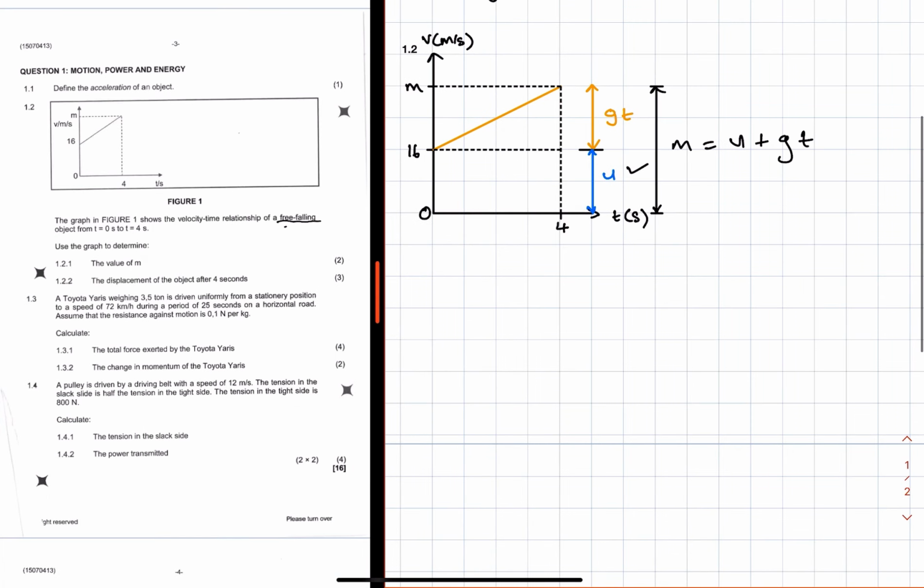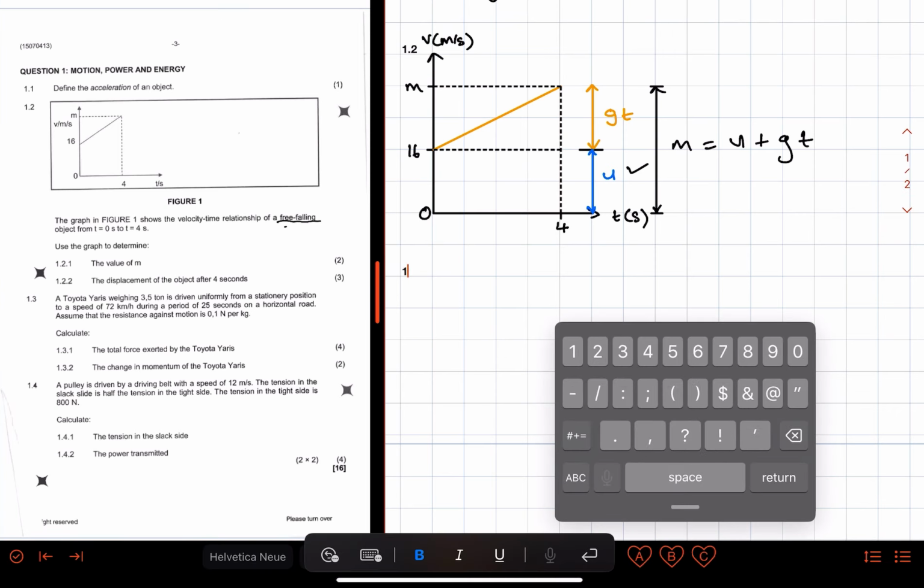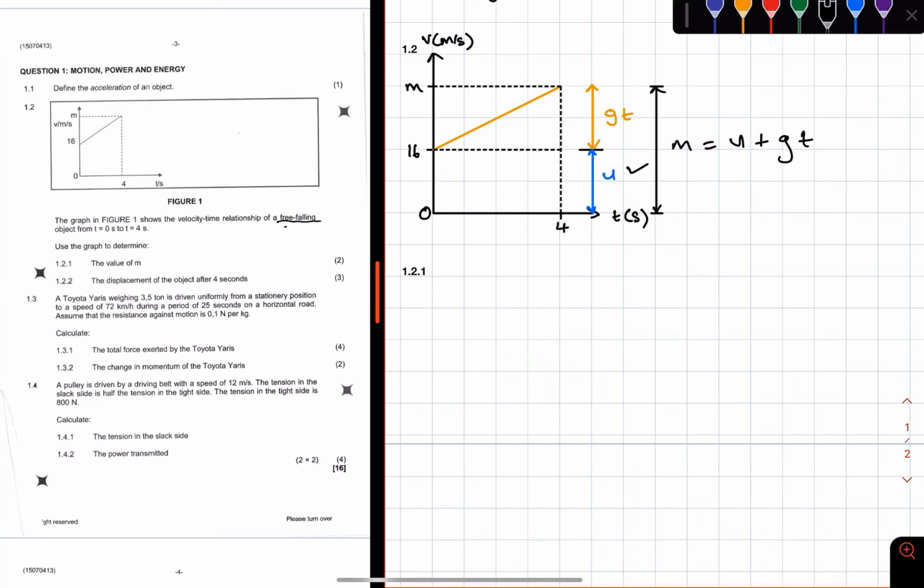Question 1.2.1. Use the graph to determine the value of m. Right, so we're going to use this graph to determine the value of m. 1.2.1, again we need to determine the value of m.